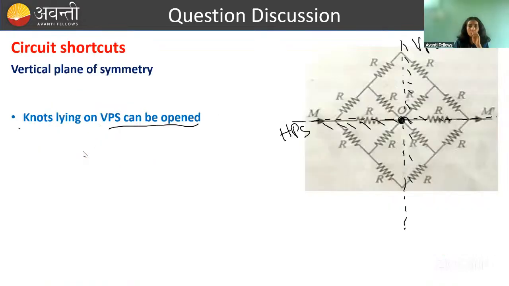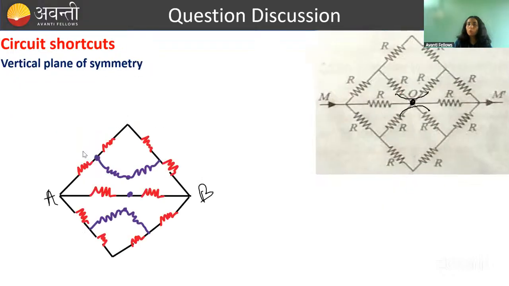So now let's do this question also. Here what we did is, the second point was, whatever knot is lying on VPS, it can be opened. So here on the VPS there is one knot, that is O. So point O you can open. I have opened it like this. And the moment you opened it, the circuit became much clearer, right?